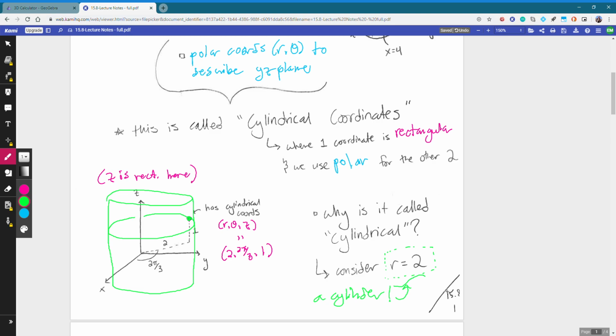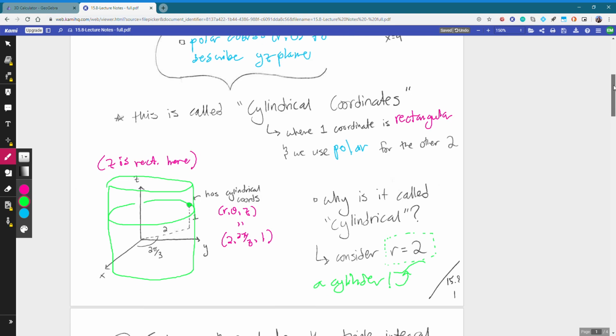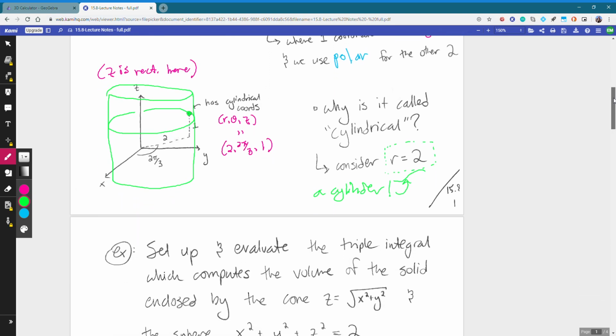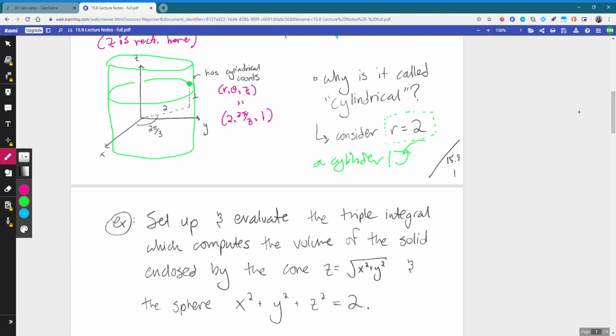And so with that basic introduction to this essentially new terminology for cylindrical coordinates, let's dive in and look at a particular example and just work through it. All right, so we're going to set up and evaluate, we'll go through the whole 9 yards here in the video, the triple integral which computes the volume of the solid enclosed by the cone z equals root x squared plus y squared, and the sphere with that equation.